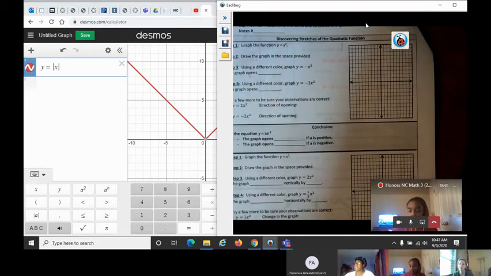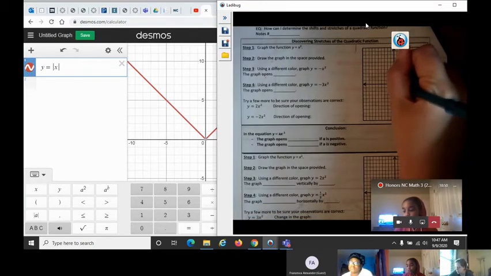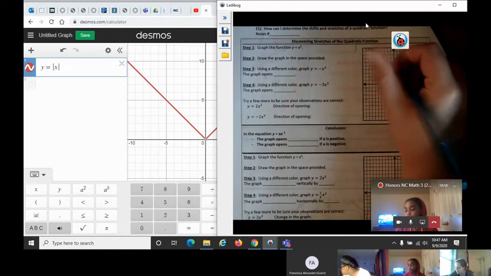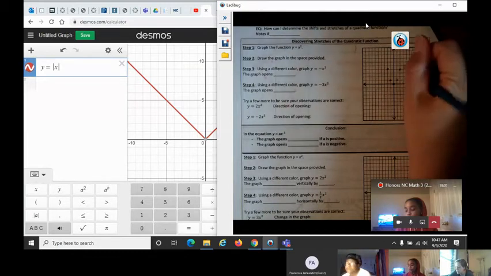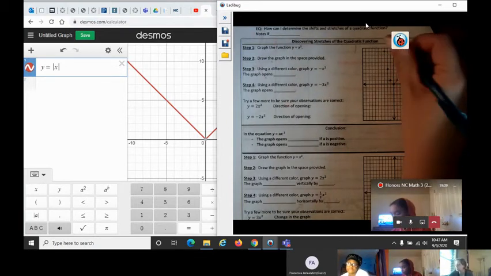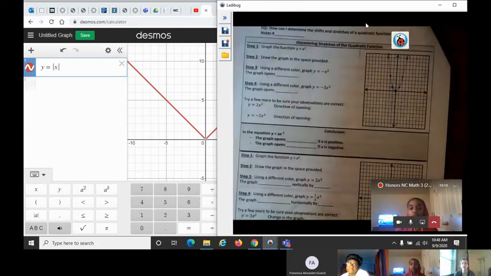Okay, so for the very first part, it says graph the function y equals x squared. So we put a point at 0, 0, a point at 1, 1, negative 1, 1, 2, 4, negative 2, 4, 3, 9, and negative 3, 9. So we plot our graph out for y equals x squared. And then it says using a different color, graph y equals negative x squared.